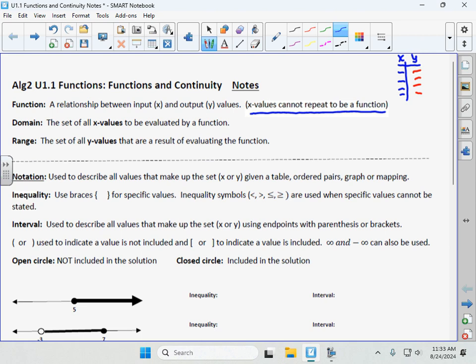We have a specific test that we can look at. If we have a graph, we can do what's called the vertical line test, and we'll talk about that later. But if you have just ordered pairs or an XY table and you're trying to decide if it's a function or not, you're just going to look at the x values. If the x values don't repeat, then it's a function. If the x values do repeat anywhere, then it's not a function. The y values can repeat as many times as they want. So you might see repeating y values or not, but it has nothing to do with whether the relationship is a function or not.